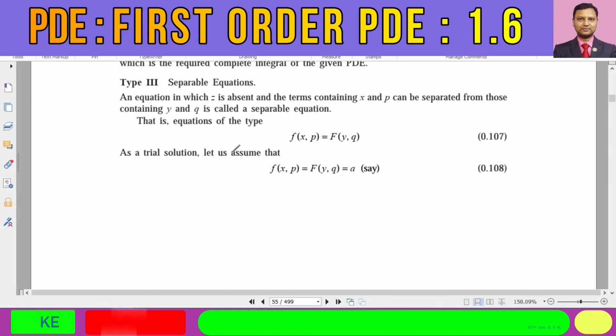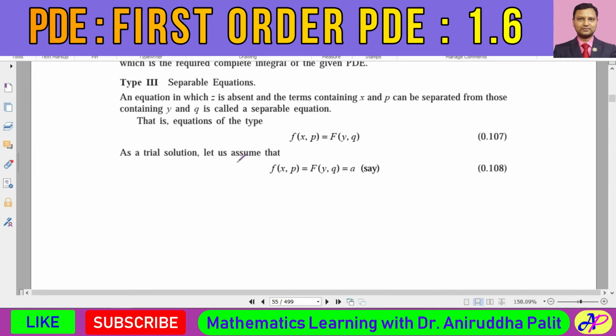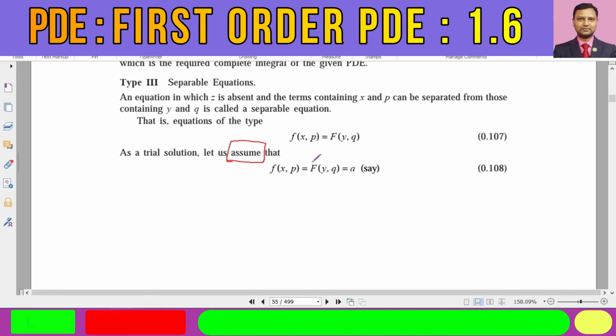And that is actually an assumption. We assume, you can say, how can we make this kind of assumption? You can say that this is a trial solution. We can assume this one.